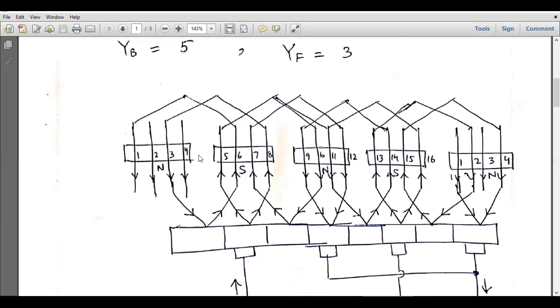So since we have the pole pitch equal to 4, it means there are four conductors which are in front of one pole at one time, right? So first four conductors are in front of this north pole, second four conductors are in front of this south pole, then the next four conductors will be in front of this north pole, and the next four conductors will be in front of this second south pole. And again, we will draw these first four conductors in front of the first north pole.